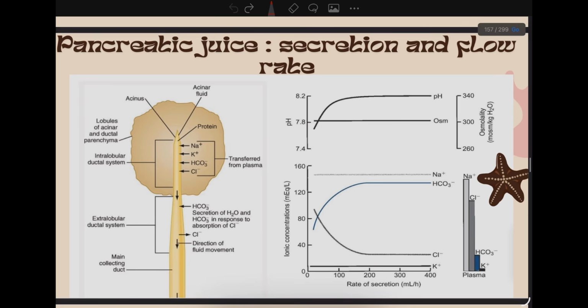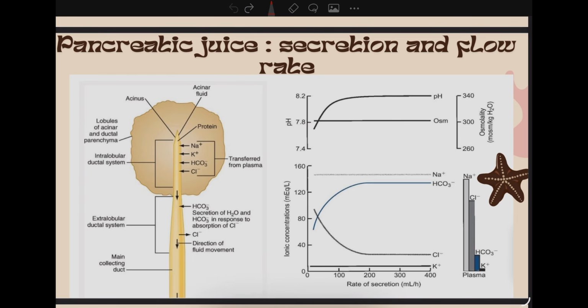We have our pancreatic juice. First of all, let's agree that the pancreas is a gland. It has acini and ducts, like the salivary gland that we discussed. The pancreatic juice secretion goes through the same two stages that the salivary gland goes through. Acini release and ducts modify. Easy? Easy.